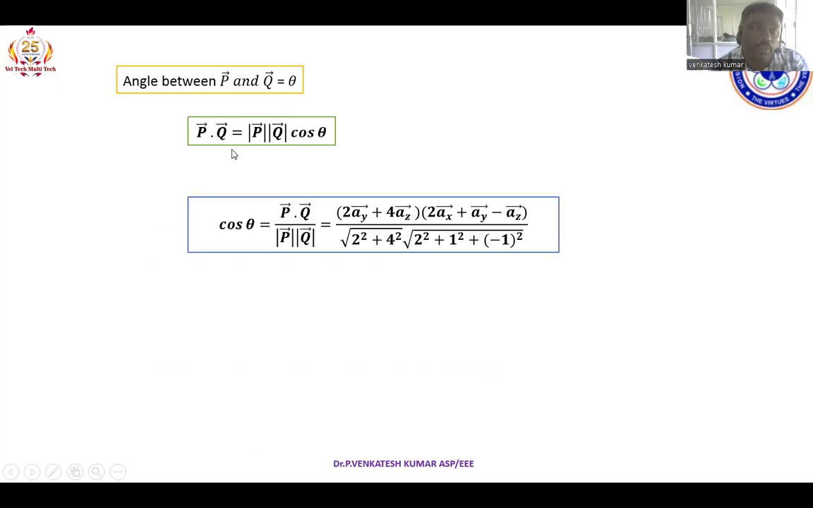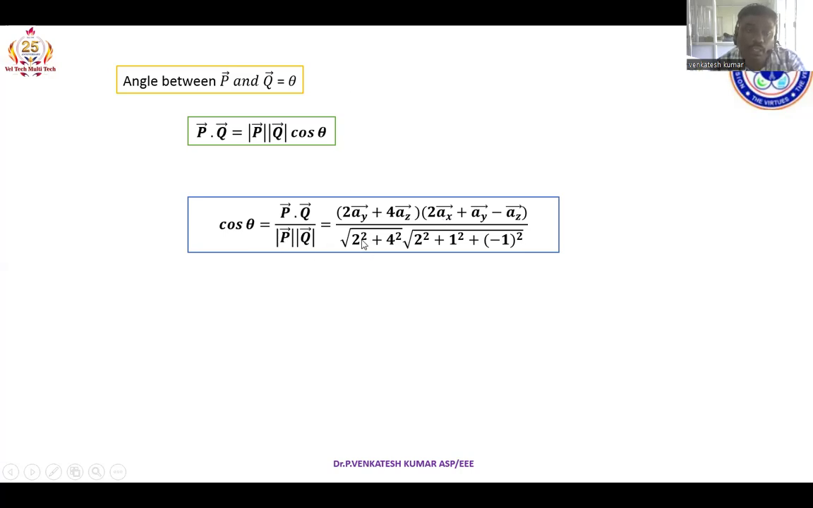The next subdivision is the angle between P and Q vector. The dot product of P and Q vector is equal to the magnitude of P times the magnitude of Q times cos theta. So cos theta is equal to P dot Q divided by the magnitude of P times the magnitude of Q. Our original P vector is 2ay plus 4az, and the original Q vector is 2ax plus ay minus az.